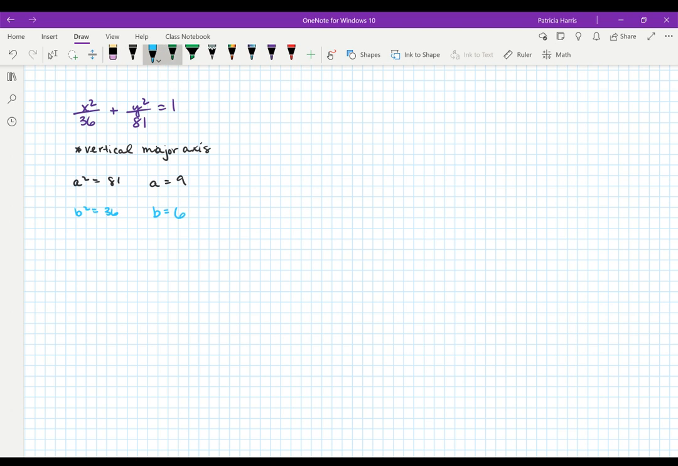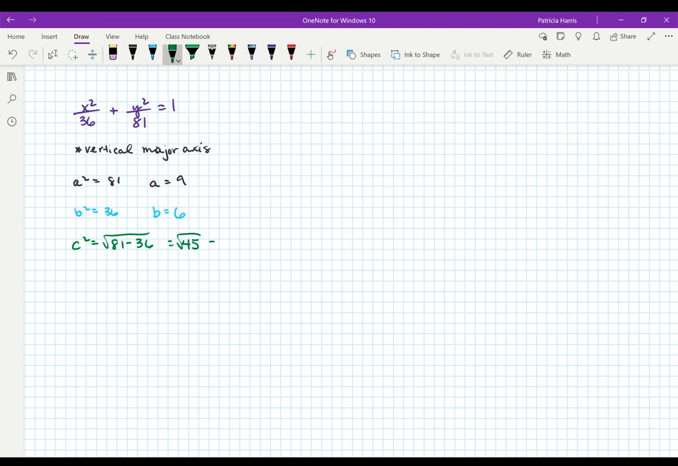Okay. All right, now let's find our c squared. We're going to do a squared minus b squared. And it's always minus for ellipses, which is nice. Always minus. So we're going to do 81 minus 36. We get 45.